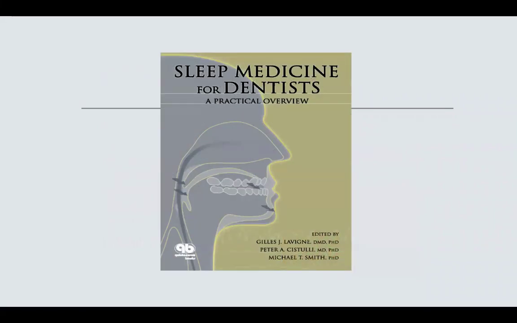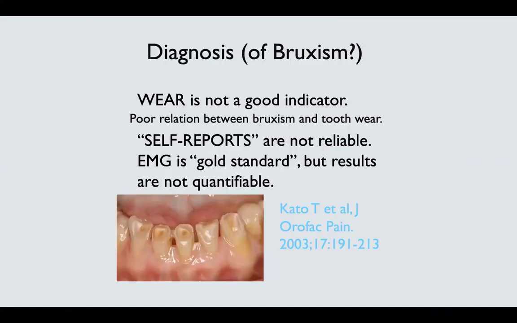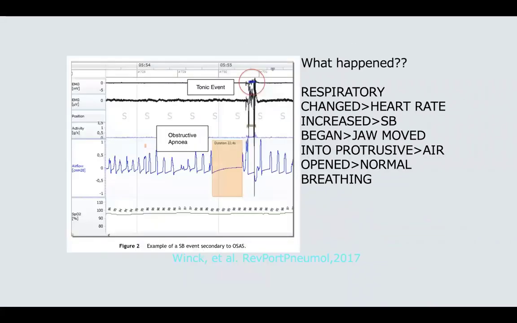Great book again. This is by a friend of mine, Gilles Lavigne: everything you wanted to know about bruxing. So wear is not a good indicator of whether you're bruxing or how much you're bruxing. Self-reports are not reliable. You ask a patient, do you clench and grind your teeth? The answer is no, and then the studies are done, and you do. And someone says, oh yeah, I do a lot, and studies show that they didn't. So the only way is to do the EMG as a gold standard, but we're not going to do that all the time. But the main thing is, asking the patient is almost like a rhetorical question. You don't get a reasonable answer back. So don't rely on that.